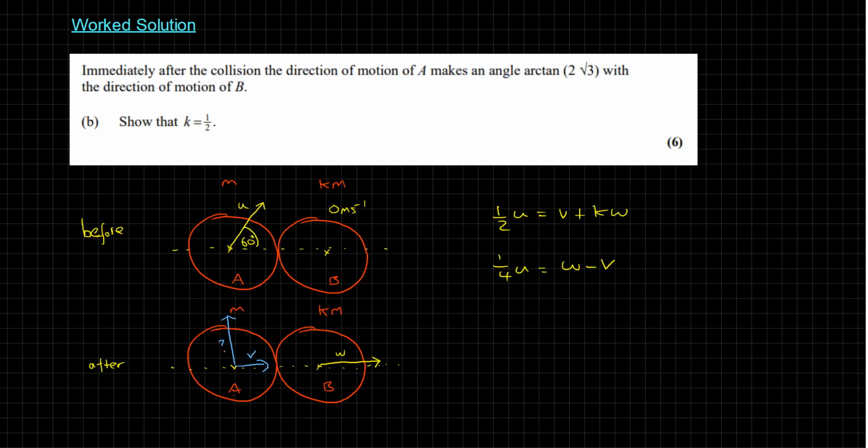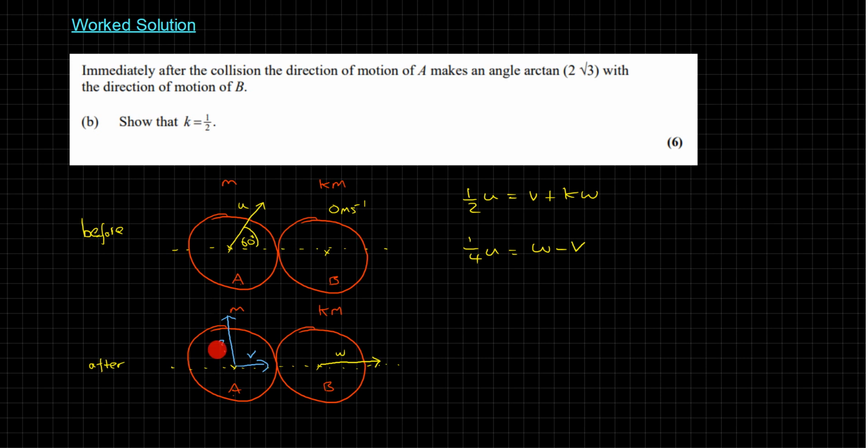Okay, so now looking at part B, I've kept the diagram and I've just kept these two equations because I think we're going to have to make use of those as well. Let's read the question first actually. It's saying after the collision, the direction of motion of A, so we're looking here at A, makes an angle arctan 2√3. So in some sense, we've been given the angle that it's going to move at, specifically the ratio between this vertical and this horizontal component of the speed.